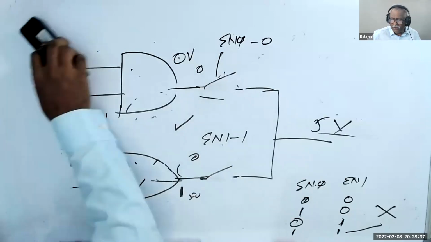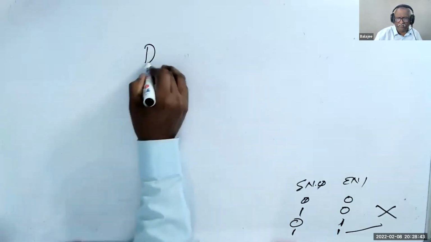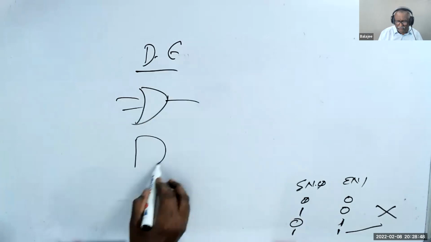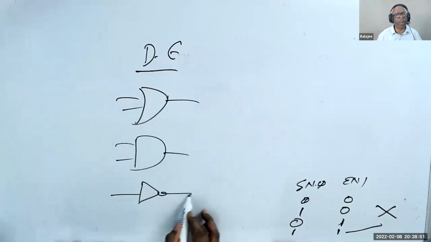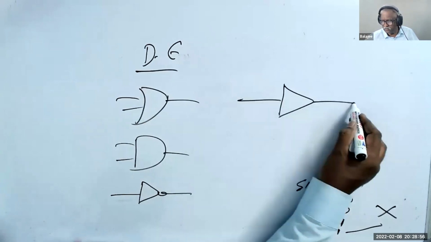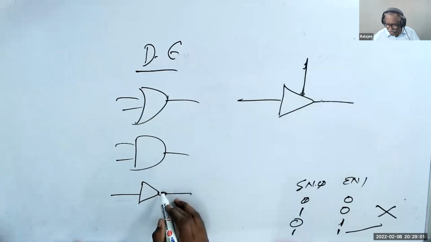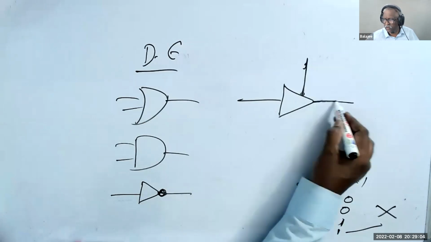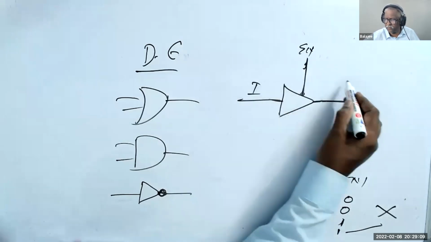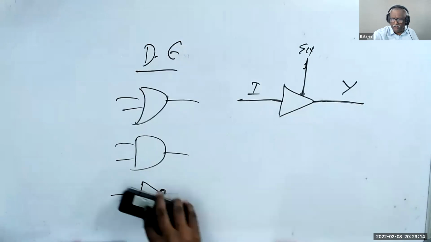To differentiate the normal switch and the tri-state: in digital electronics, the OR gate has a symbol like this, the AND gate has a symbol like this, and the NOT gate has a symbol like this. The tri-state has a symbol like this. There is no circle here, that would be an inverter. So this is the input, this is the enable, this is I, and this is Y. Please understand, this is a very, very important one.